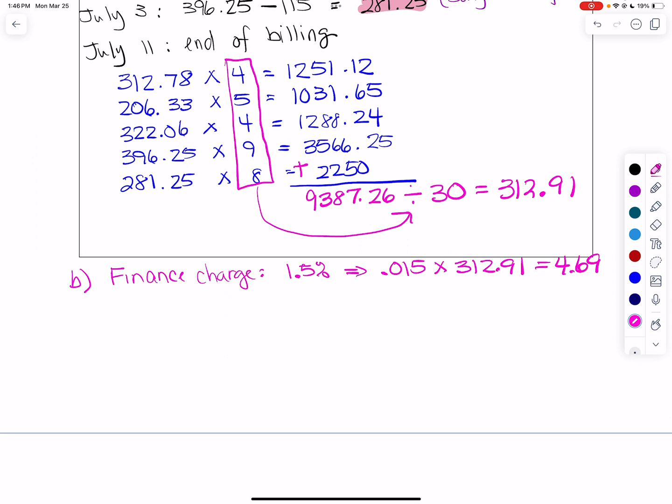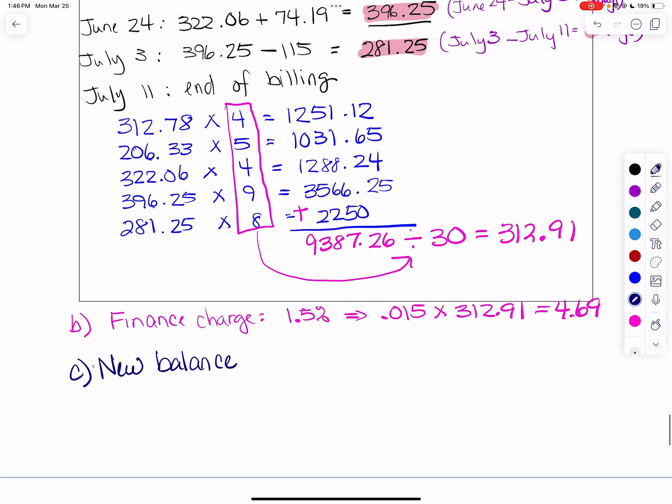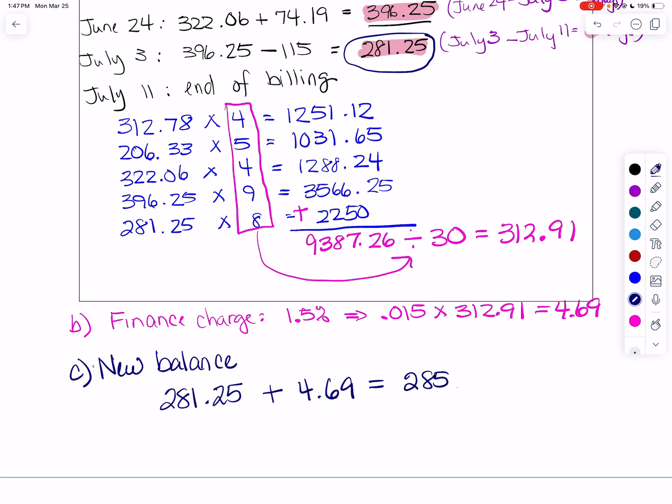So the last question, part C, is to find the new balance. Okay, and really what you can do is the new balance is going to be this last ending balance, 281.25, because we've done all the transactions, we've done the purchases, the returns, and the payments. So that last number at the end of the billing cycle plus the finance charge will give you the remaining balance.